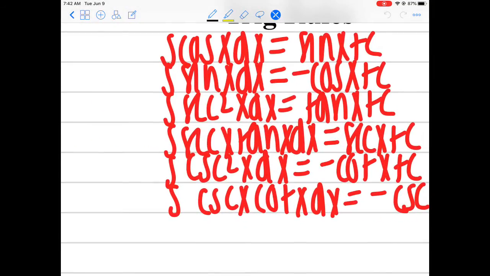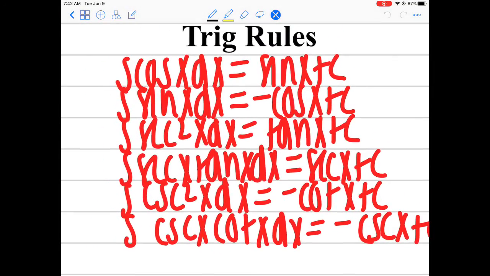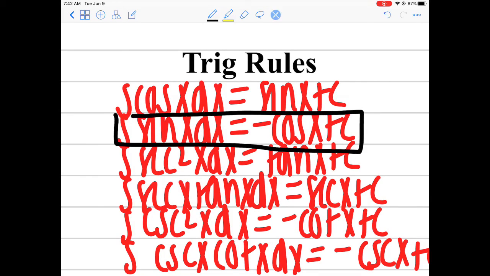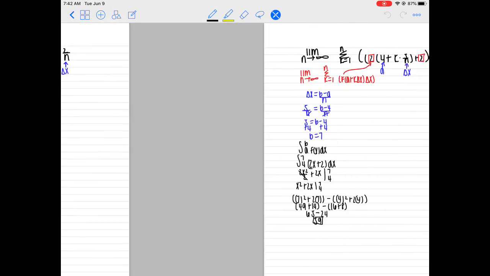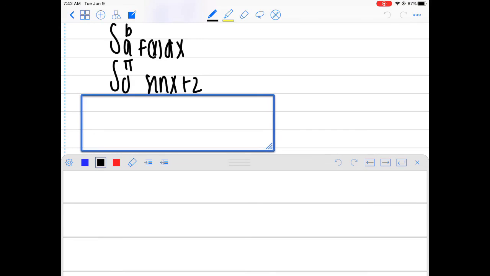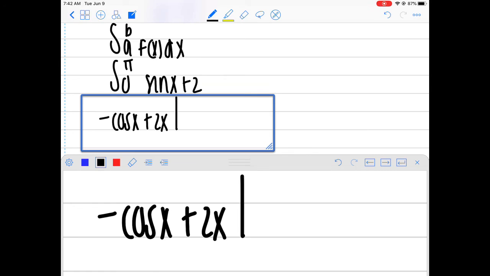we have to go back to the trig rules, and as you can see here, the antiderivative of that is negative cosine x. So we're going to be using that and the constant rule for this problem, and that is going to give us negative cosine x plus 2x at the bounds from 0 to pi.